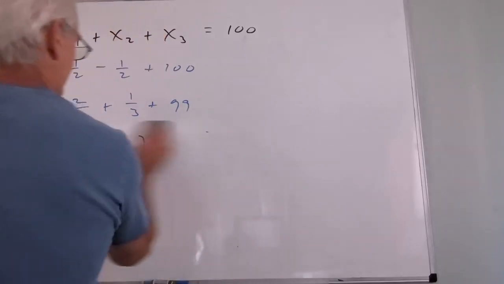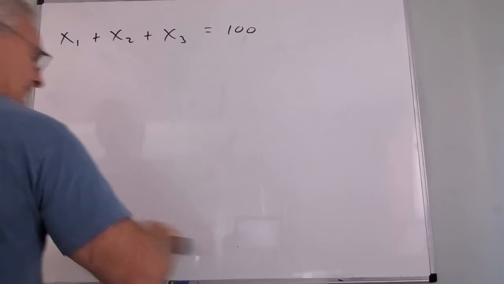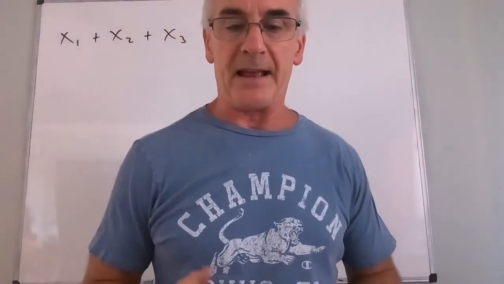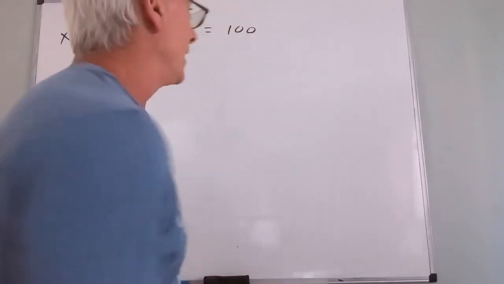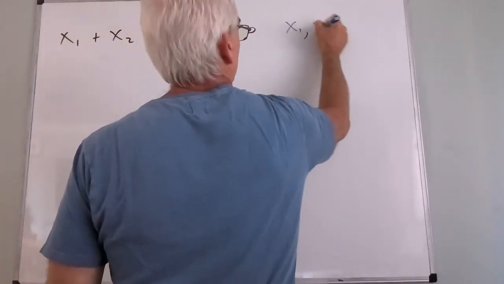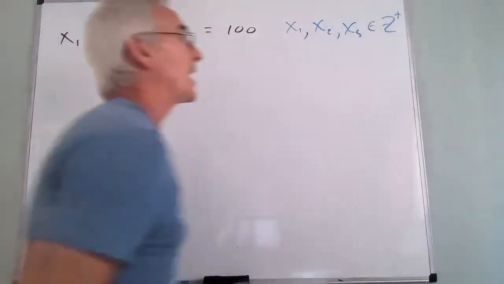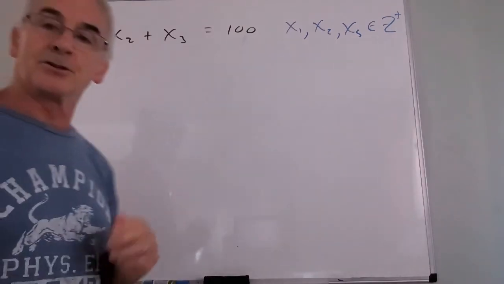Oh, let me throw some restrictions on here. Let's suppose I say that x has to be a positive integer. So what if I said x1, x2, x3 are all elements of Z plus? Now is it infinitely many, or do you think it's finite? Finite. My choices for x1 now are the integers from 1 to 100.